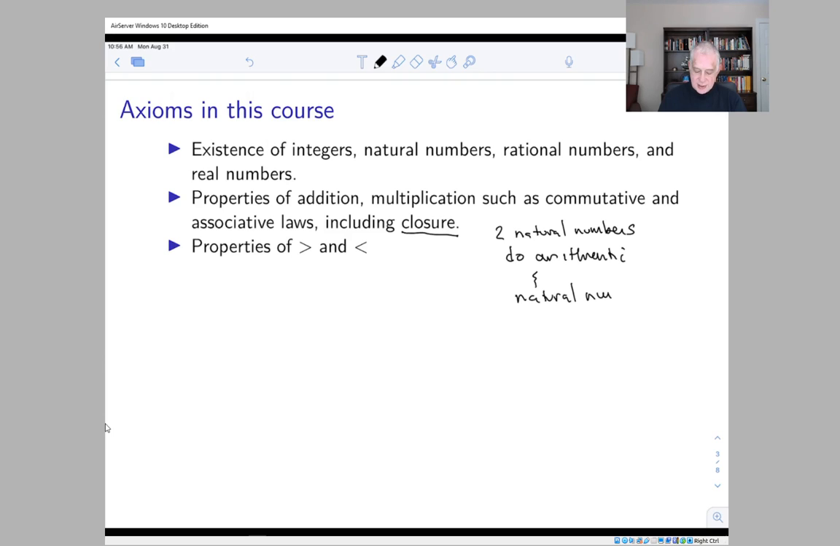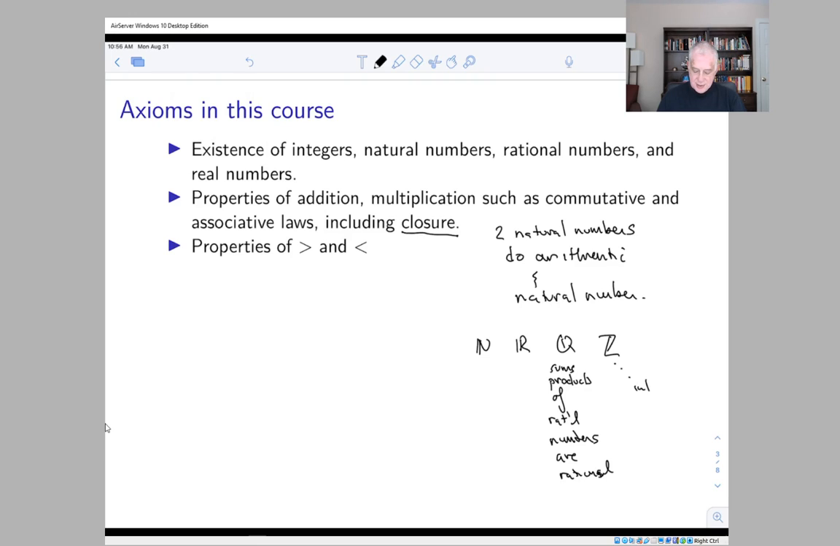In other words, each of the sets, the natural numbers, the real numbers, the rational numbers, and the integers, have the property that the arithmetic operations stay in them. So sums and products of rational numbers are rational. Sums and products of integers are integers.